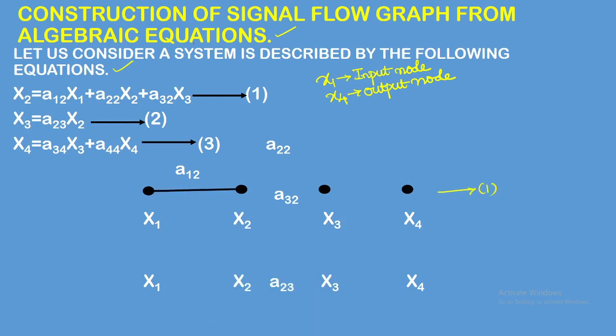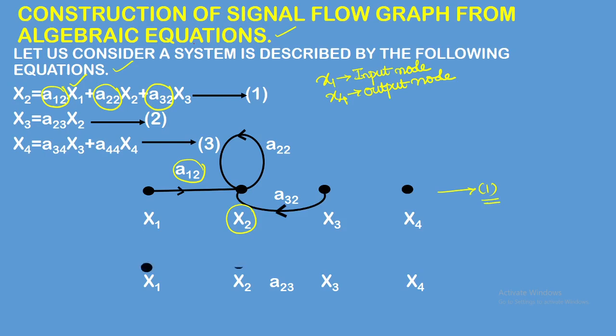For equation 1, A12 is coming from signal x1, so that is represented as A12 first. Next, A22 is a self loop for node x2, once again on the node x2. After that, A32 is coming from the third node to the second node, with the gain of A32. So now we have represented the first equation in the signal flow graph.